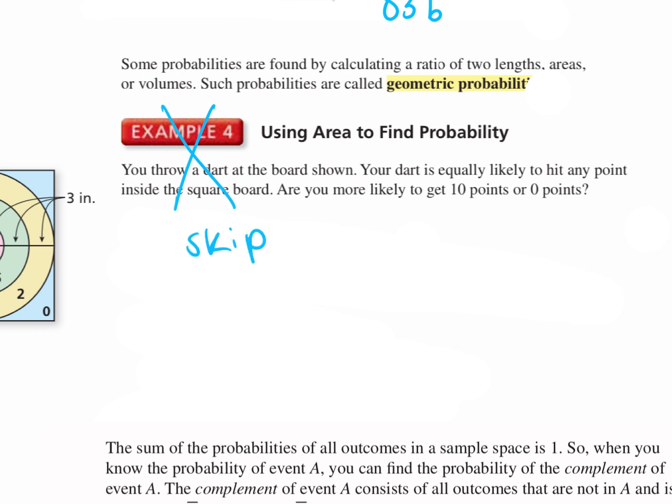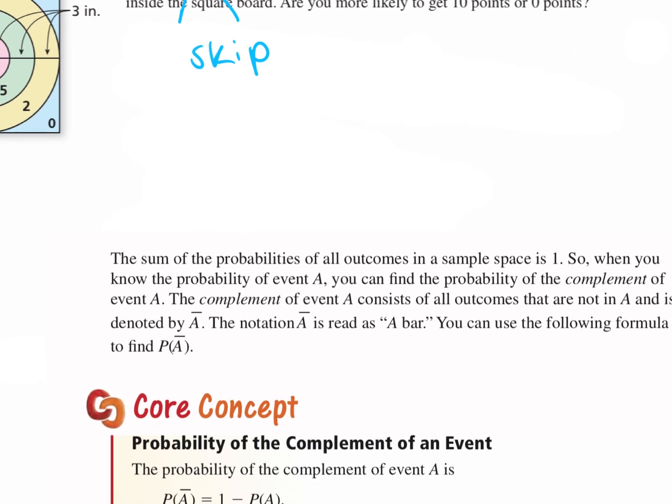So going down, we're going to skip example 4. There's one question on the homework that's like example 4. It's number 13, but I put on Canvas, skip number 13. So you don't have to do that.